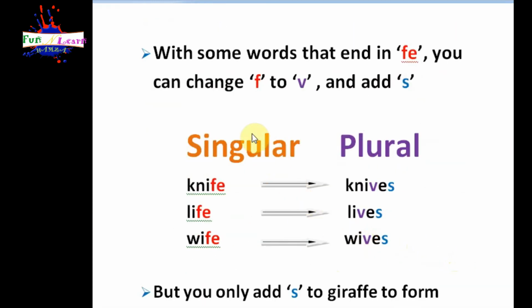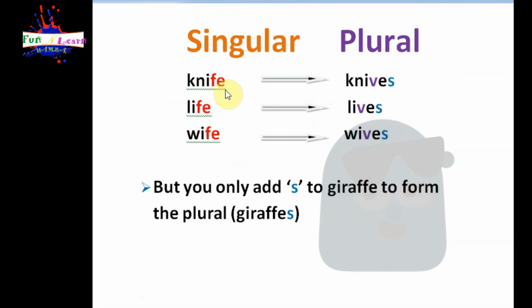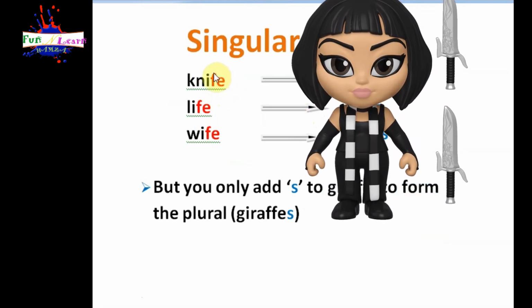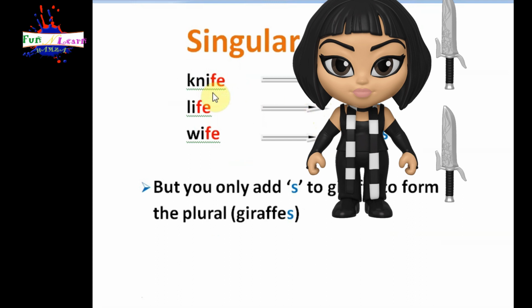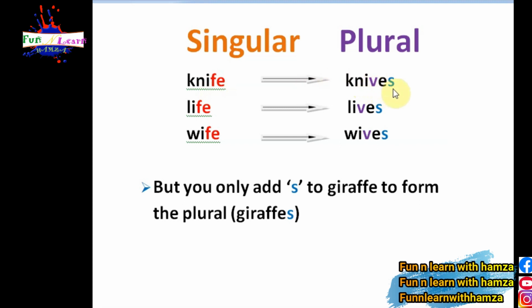Now let's see next. With some words that end in FE, you can change F to V and add S to make it plural. Let's see. Knife. Now this singular noun is ending in F and E. So to make it a plural, we will replace the F with a V and add S at the end to make it a plural noun.